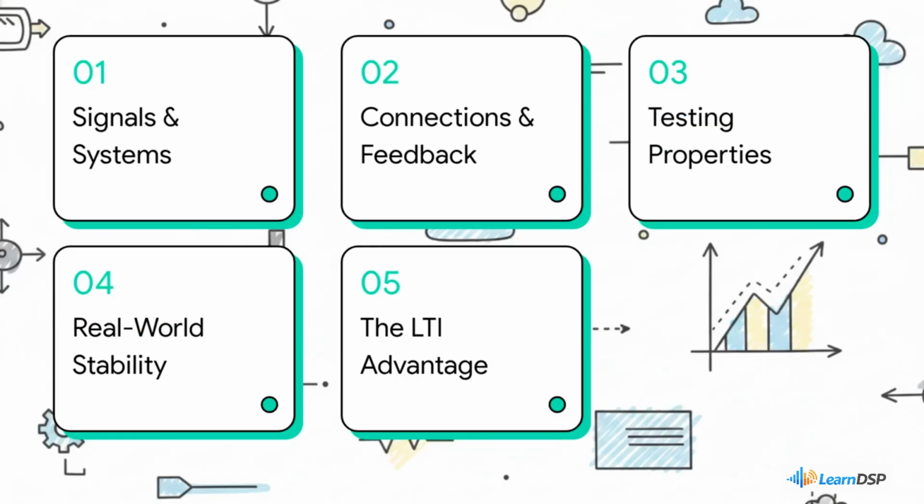We're starting with signals in general systems, then connecting systems and feedback. Third, we'll test system properties. Fourth, we'll look at real-world stability. And finally, we'll wrap up with the LTI system advantage.